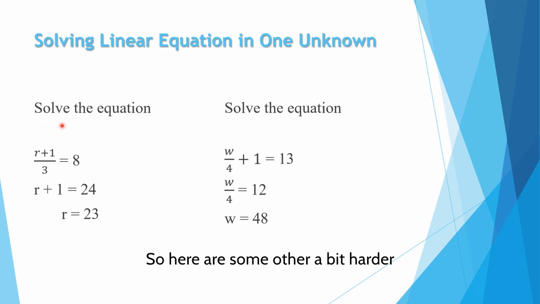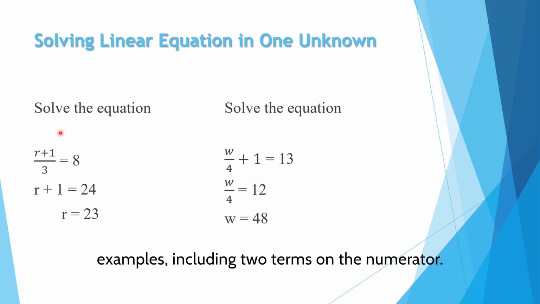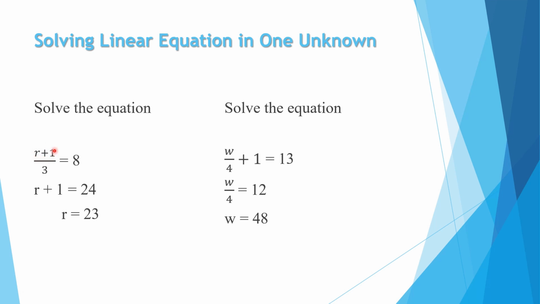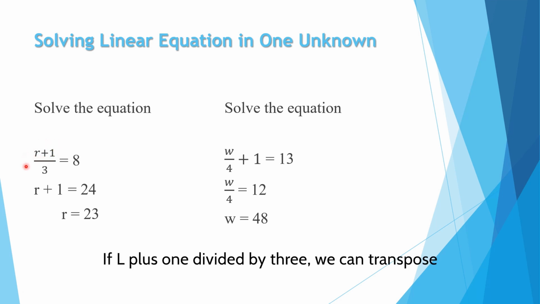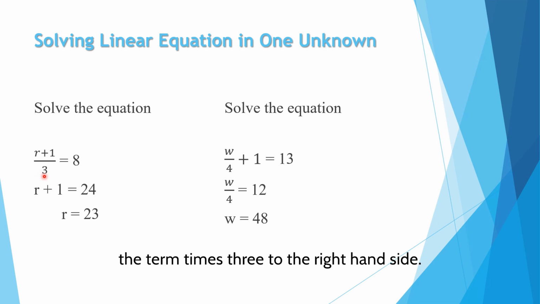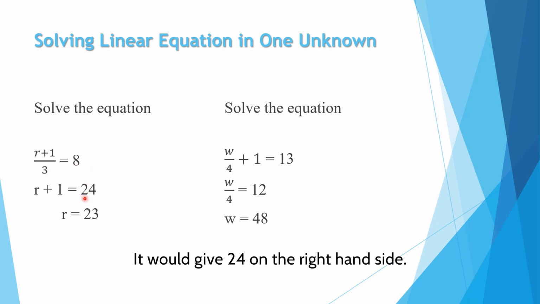So here are some other, a bit harder examples, including 2 terms on the numerator. If l plus 1 divided by 3, we can transpose the term times 3 to the right hand side. It would give 24 on the right hand side. And finally, we transpose this plus 1 into minus 1 on the right hand side. The final answer will be l equals 23.